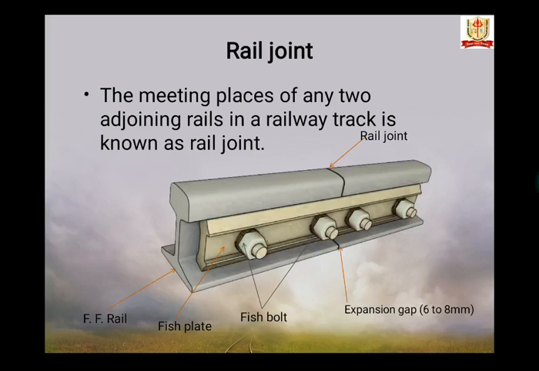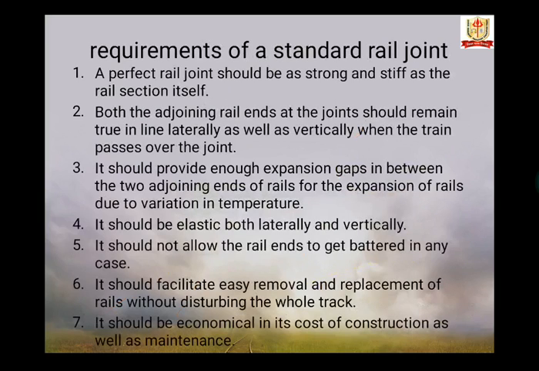Okay, so what are the requirements of a standard rail joint? The first is that a perfect rail joint should be as strong and stiff as the rail section itself. Both the adjoining rails at the joints should remain true in line laterally as well as vertically when the train passes over the joint. It should provide enough expansion gaps between two adjoining ends of the rail for expansion of rails due to the variation in temperature.